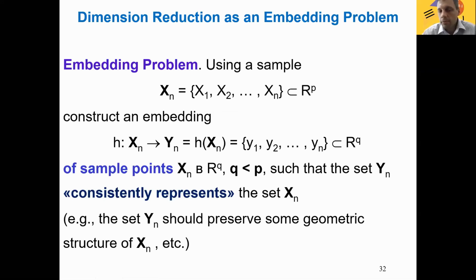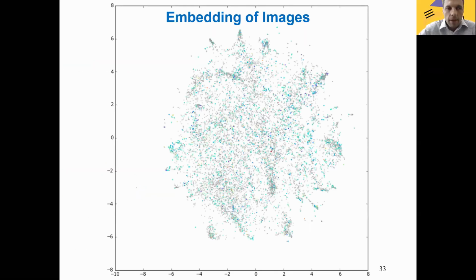And different methods in this domain differ in how this requirement is formulated, because we can formulate this requirement in many different ways, and different methods use different formulations. Before going into details, let me show you an interesting example.